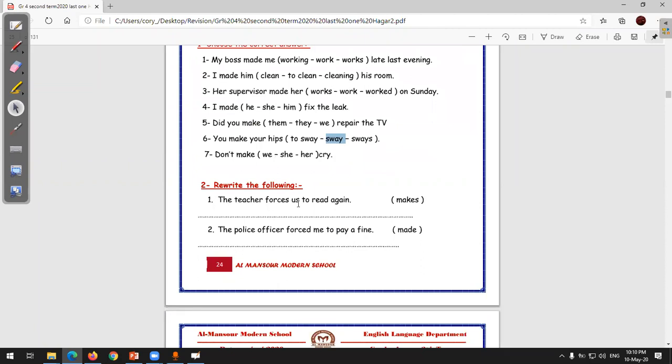Let's look at this example. The teacher forces us to read again. We want to use makes, but the teacher makes us read again. We're gonna remove to.